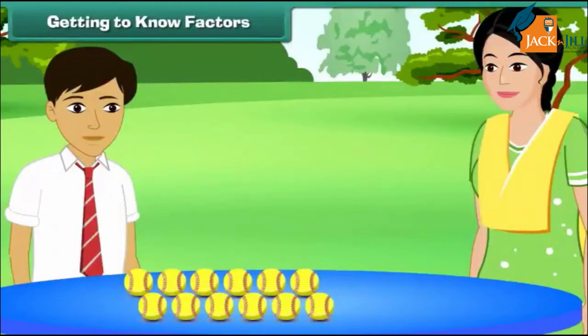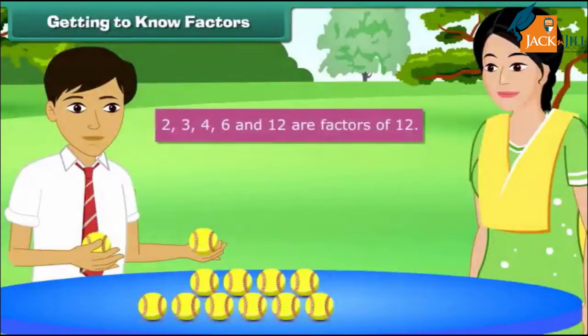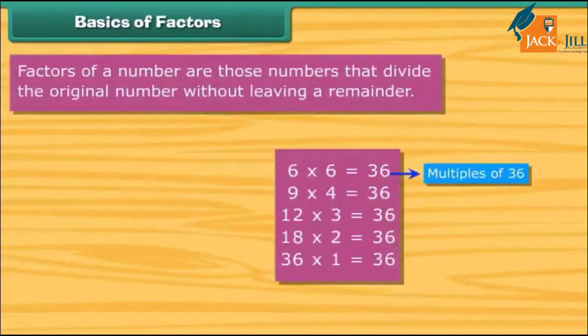She asks him to pick up those many yellow balls. The student picks up 2 yellow balls. She repeats the exercise with 4 more students. 2, 3, 4, 6, and 12 are the factors of 12. Basics of factors. Factors of a number are those numbers that divide the original number without leaving a remainder.